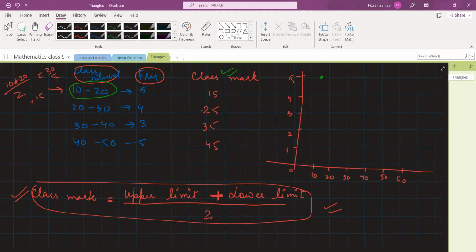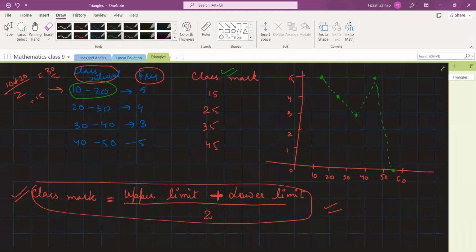Next, class mark 25, the frequency is 4. So you have 25 here and the frequency is 4. So here it lies, right? Next, the class mark is 35, frequency is 3. So here it lies. Then 40 to 50, again, frequency is 5. So 45 and the frequency is 5. So it is here. So this is what you obtain after joining it. So again, you have to take the imaginary class interval whose frequency is 0. So that means the point will lie here. Is that clear? So you join it.